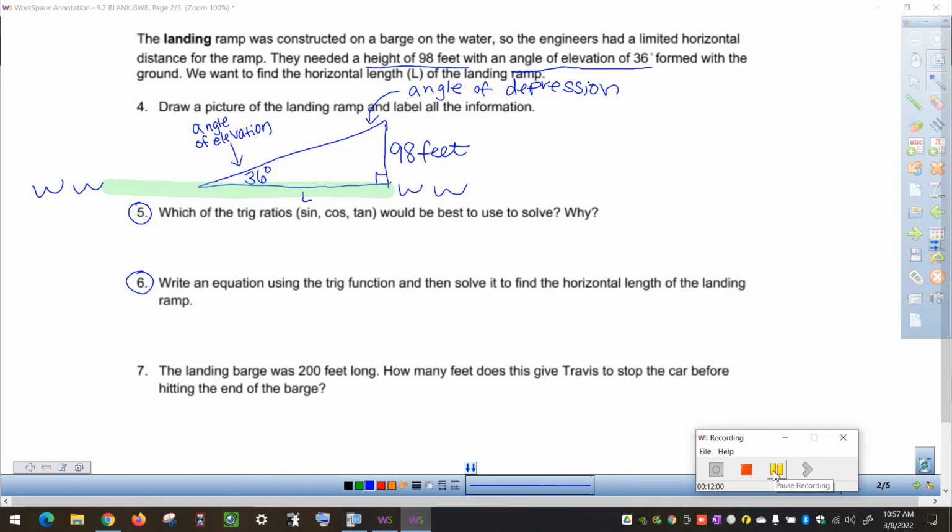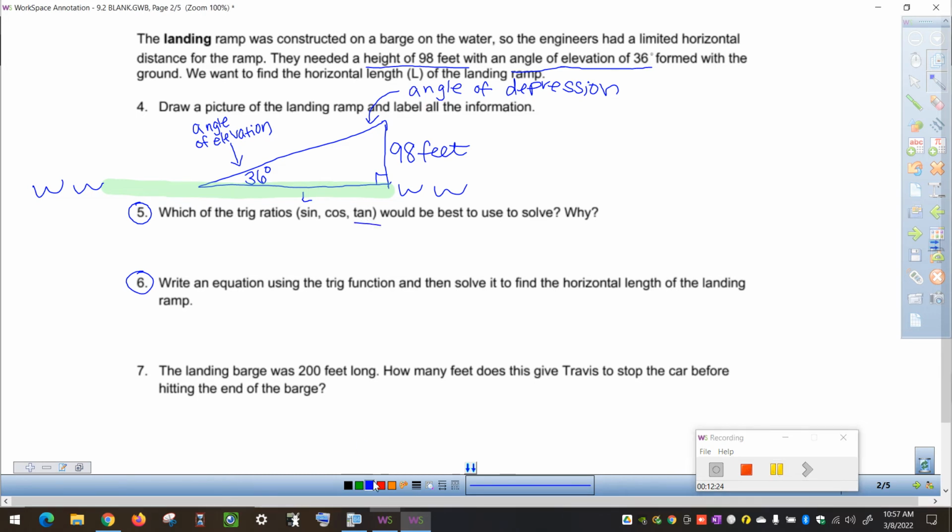All right, so we're going to come back to check in on this one. Based on the way that we have this picture labeled, which one of the trig ratios did you choose here? Did you choose sine, cosine, or tan? You can just say out loud. I know a lot of you got it written down. Which one did you pick? Tan, yeah, that would be the one to use here.